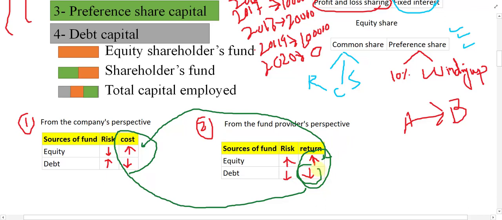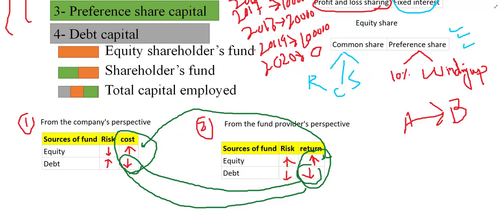Second one, this one, regarding debt. They expect less return from the company, and that is why it is less cost from the company perspective. Is that clear? So these are the points, right? For these people, next group, next point. Let me take another marker here.